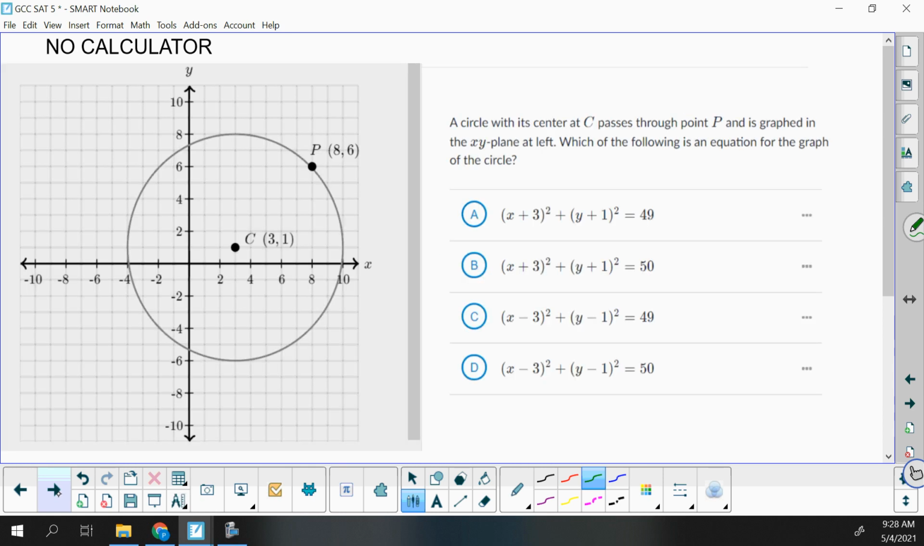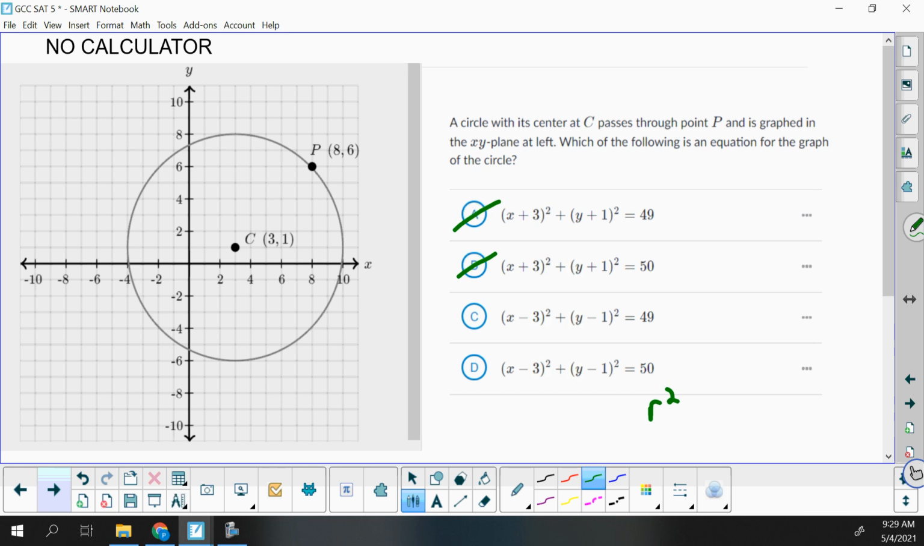Moving over to 28. So in our circle, we have a center of 3, 1. So your circle, it's always the opposite signs in the center. So we should see an x minus 3 squared and a y minus 1 squared. So that rules out those two choices. Well, this is saying we should equal either 49 or 50. Well, this was our radius squared.